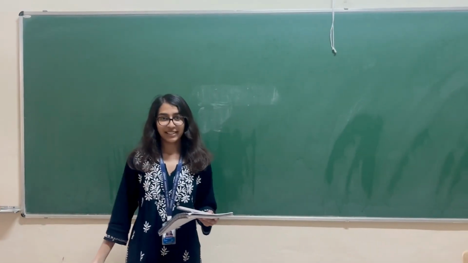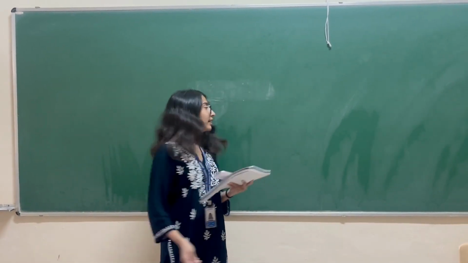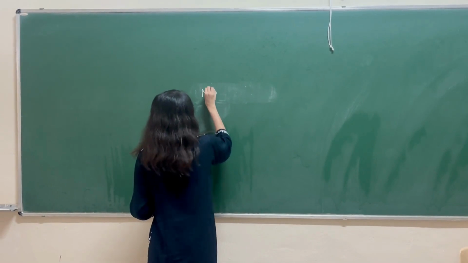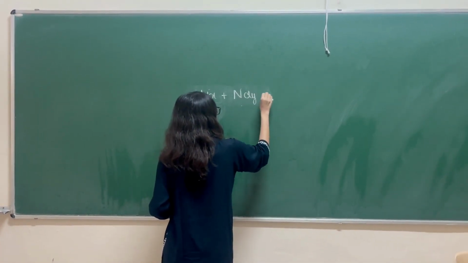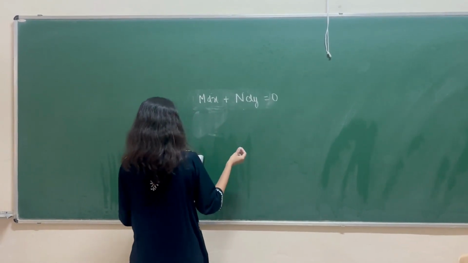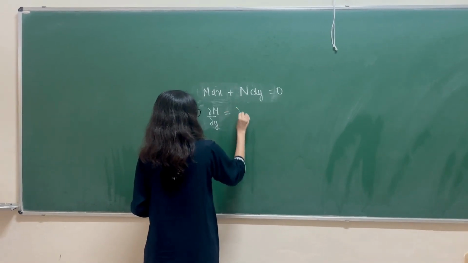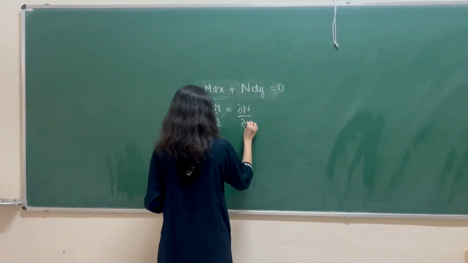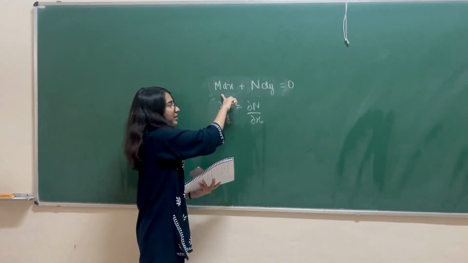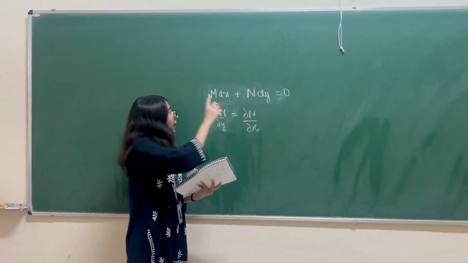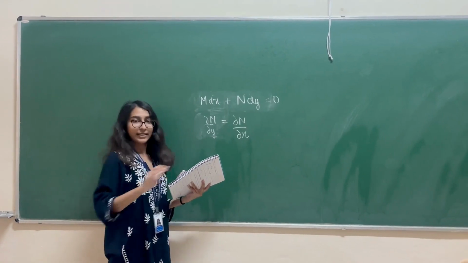So now coming to what an exact differential equation is, it's basically a first order differential equation that is of the form M dx plus N dy is equal to 0, where dou M by dou y is equal to dou N by dou x. So if this is the case, then this is an exact differential equation. M and N are basically functions of x and y.